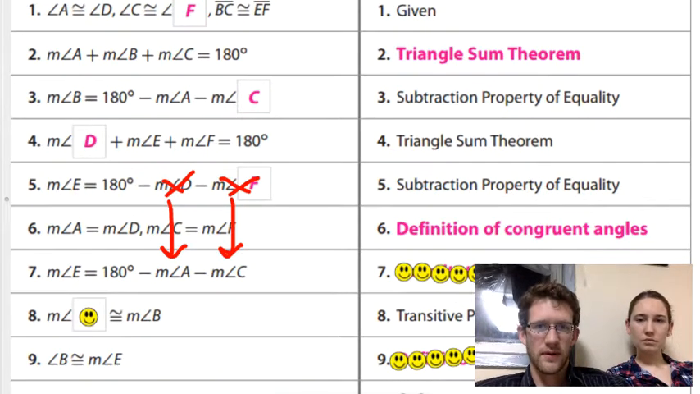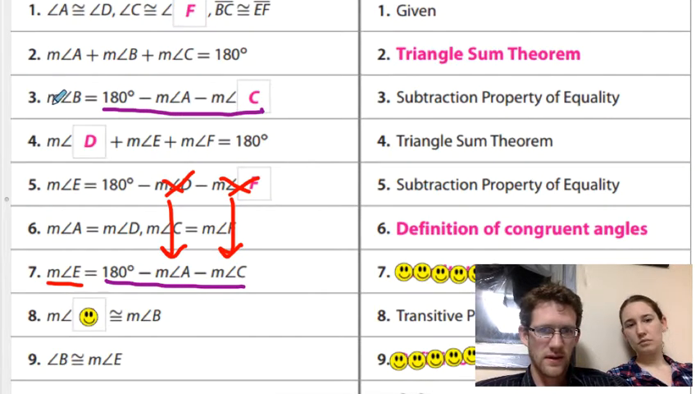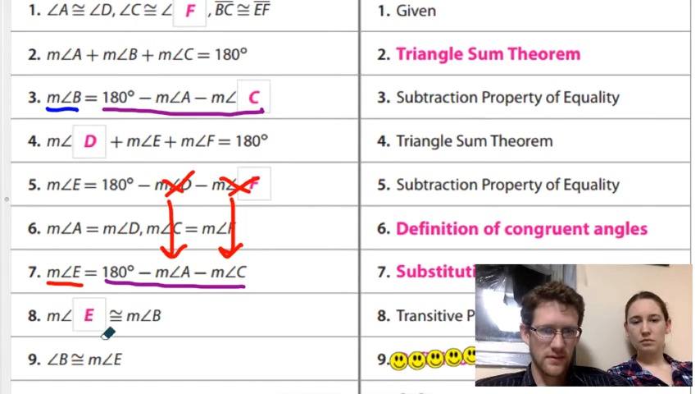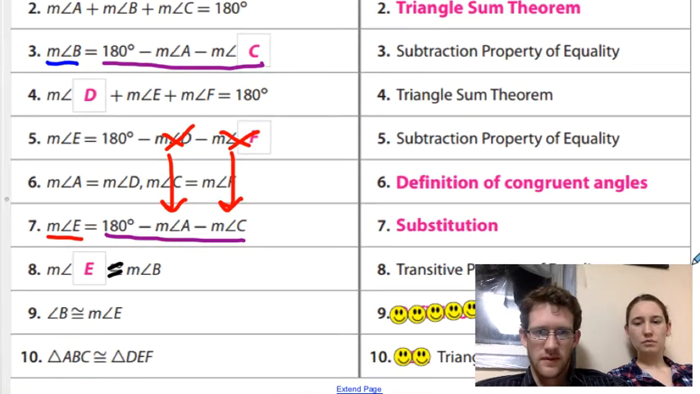Now remember that when we have this thing is equal to that thing, and that thing is equal to the other thing, is it possible to say that this thing is equal to the other thing? Yes, because of the transitive property. So that means that the measure of angle E is equal to the measure of angle B. There's a typo here. It should be equals to, not congruent, because we're talking about the measurements. The measurements are equal.